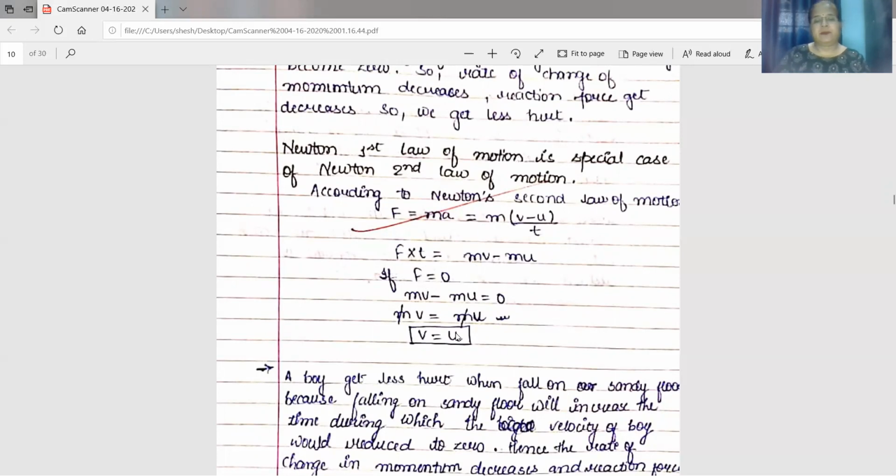What does it mean? If no external unbalanced force acts on the system, the state of motion of the body remains the same. If the body is at rest, it will remain at rest. If it is moving with the velocity u, the final velocity also remains u only. So we are getting Newton's first law of motion by applying Newton's second law of motion. And we can say that Newton's first law of motion is a special case of Newton's second law of motion.